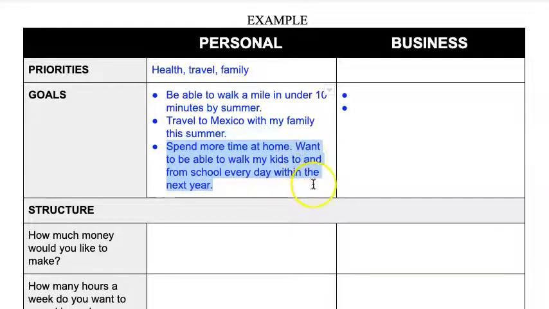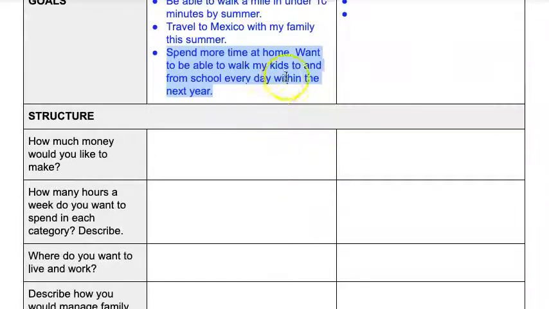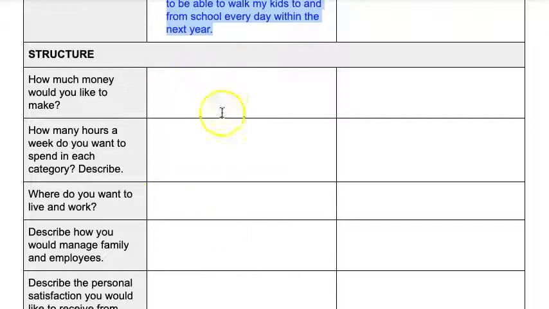I said, I want to be able to walk my kids to and from school every day within the next year. Okay, so that's how I'll spend more time with my kids. That's good. It's specific, measurable, achievable, relevant, and time-bound. Good. So this is how I structure my personal life over here.